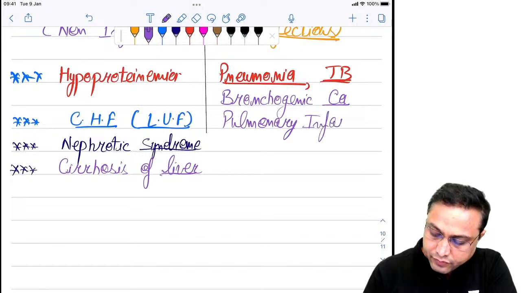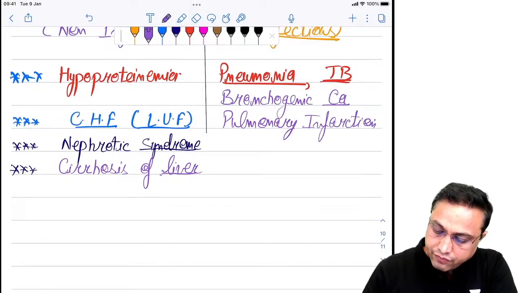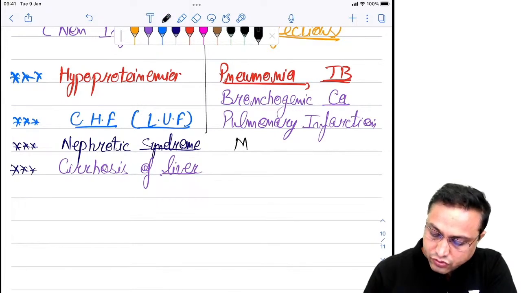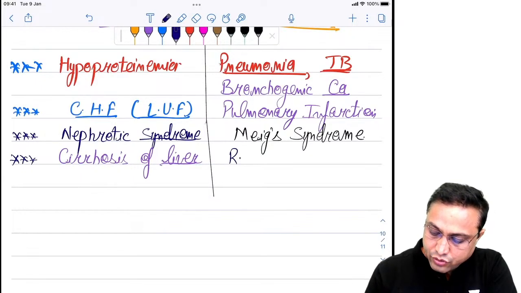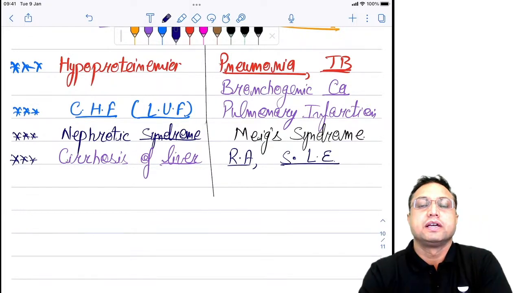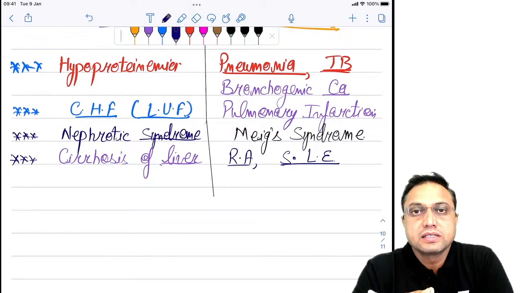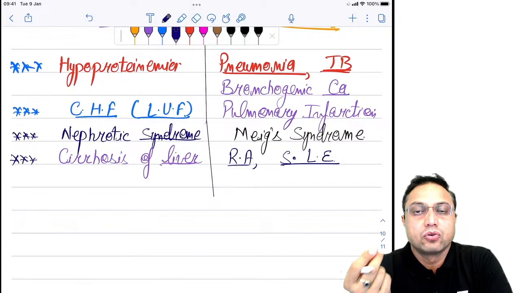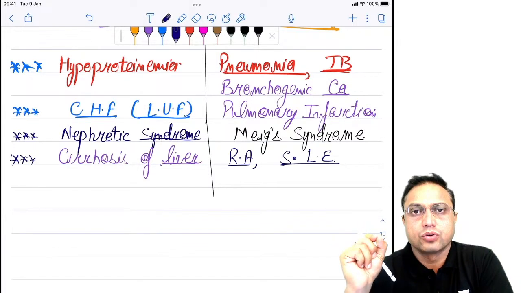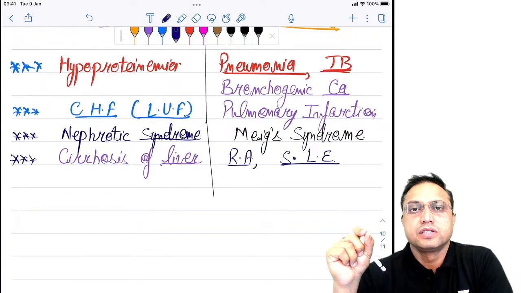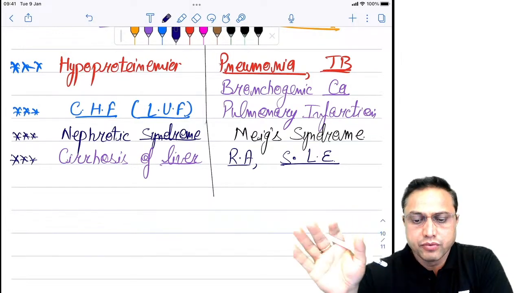Then we have another cause, pulmonary infarction, right? Then we have another important cause that is called Meigs syndrome. Then we have rheumatoid arthritis, some connective tissue disorders, SLE, systemic lupus erythematosus. In systemic lupus erythematosus, pleuritis is commonly seen, or even carditis. We will discuss SLE in detail, but just because I have mentioned SLE, if they ask you a question, what kind of endocarditis do we see? We see Libman-Sacks endocarditis. This is another topic we will discuss in detail.